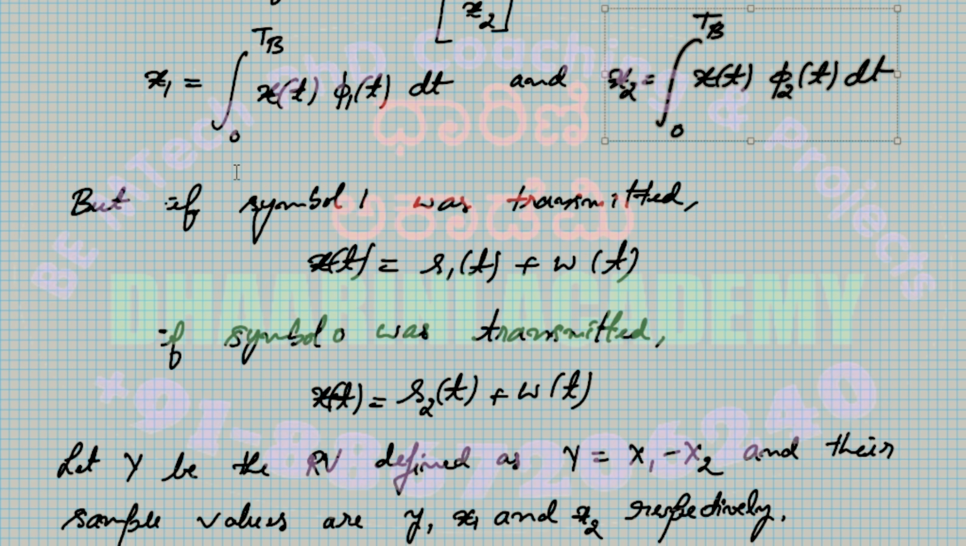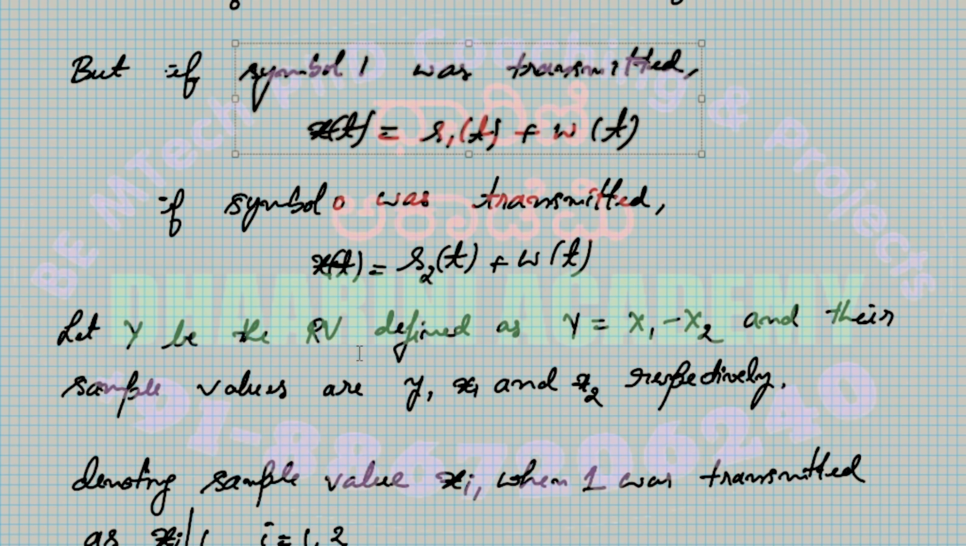Now I'll come back. If you send a symbol 1, this is how the equation looks, because it has an s1 component plus a noise. If you send a symbol 0, then this should look like s2 plus w, because s2 is the symbol for 0, isn't it? S2 is the format used for sending a 0.